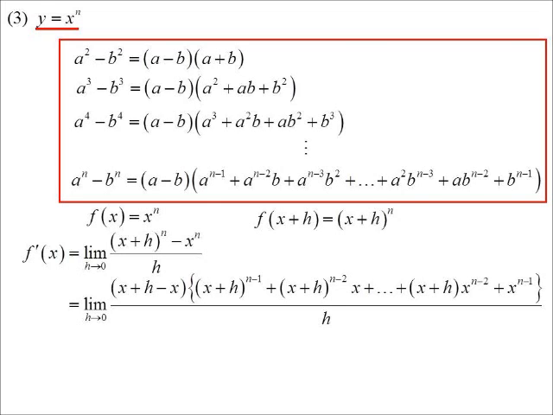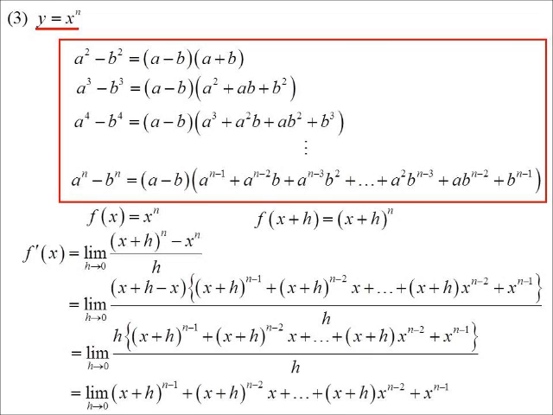But the interesting bit's the first parentheses. You see we've got x plus h minus x, which is just h. And that will cancel with the h on the bottom.